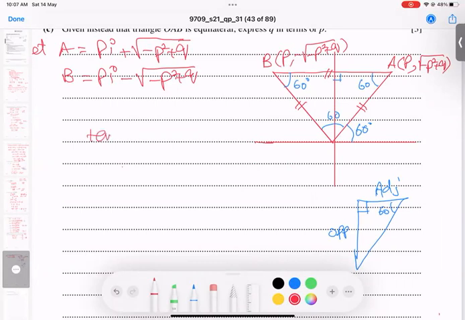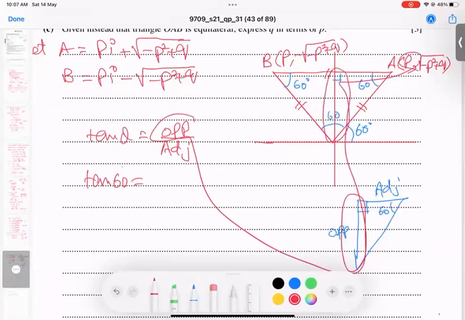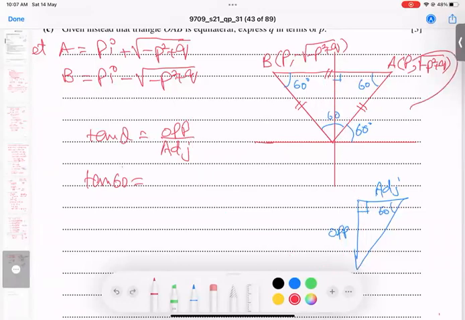So I use tan theta, opposite by adjacent. Theta is 60 degree, you can see it is 60 degree. And opposite is this length, which is equal to this, it means P. Sorry, this one P, this is a Y coordinate. So I'm writing it now, opposite, which is equal to root of negative P square plus Q. And adjacent is this gap, which is equal to P.